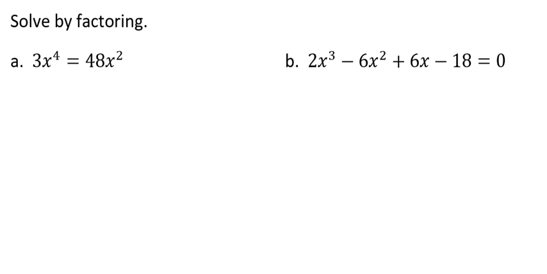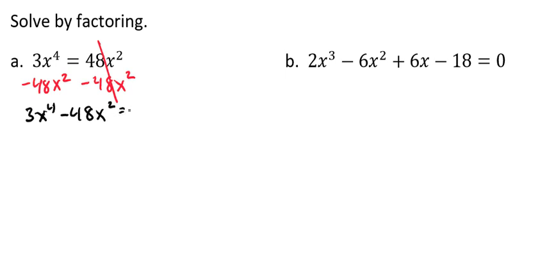In this video, we're going to be solving polynomial equations by factoring. In our first example, we have 3x to the fourth equals 48x squared. Now, we want to make sure that everything's on the same side of the equation. So we're going to subtract 48x squared from both sides. And that's going to give us 3x to the fourth minus 48x squared equals 0.